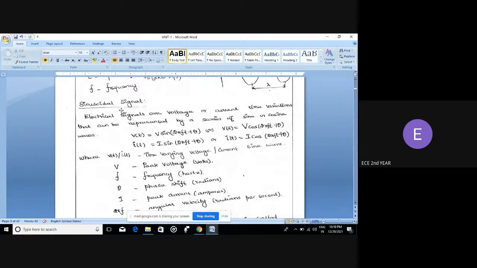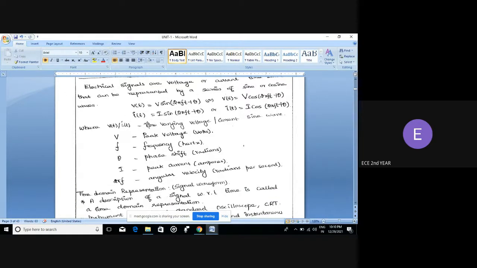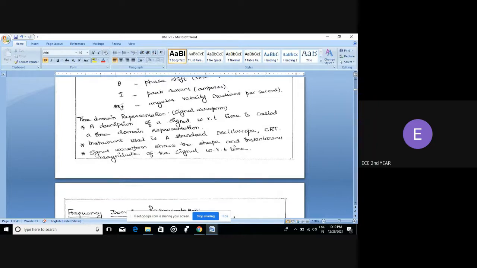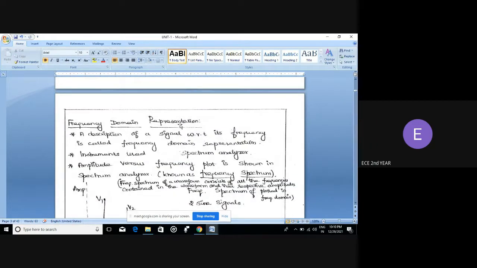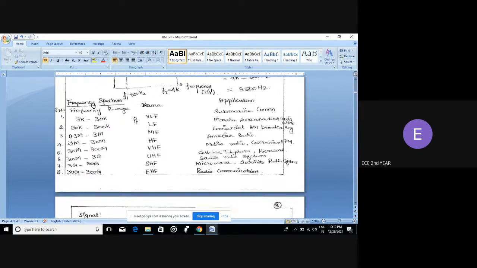And then what is a sinusoidal signal? Most preferably we use the signal as a sinusoidal signal. So what is V of t and what is I of t, and what are the terms present in the representation of a sinusoidal signal are explained here. And then the two types of representations: one we call the time domain representation, and the other the frequency domain representation. And how we can calculate the bandwidth, and according to the frequency, how the signals are classified. This will tell that particular thing.